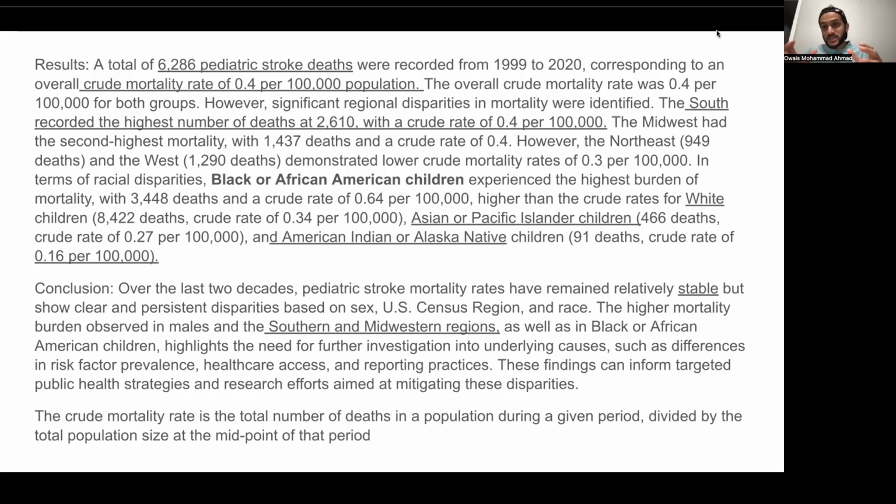So I want to discuss what crude mortality rate is. It's the number of deaths in a population during a given time, divided by the total population size at the midpoint of that period. So, guys, I just want to summarize.